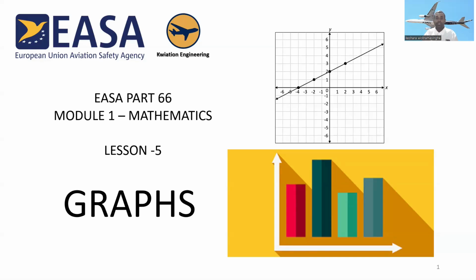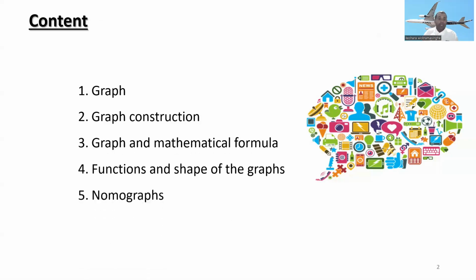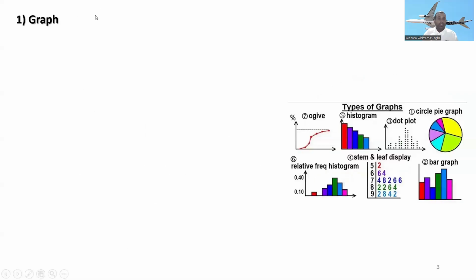Alright, so now let's go to the lesson. Today I'm going to start EASA Part 66, Module number 1, Mathematics, Lesson number 5, Graphs. You can see these are the graphs. Now we'll go to the content. First one is graph, secondly graph construction, third graph and mathematical formula, then number 4, functions and shape of the graphs, and last, normal graph. Right, number 1 is graph.